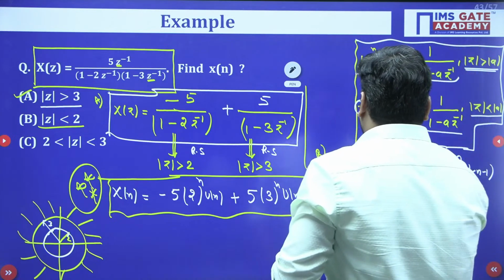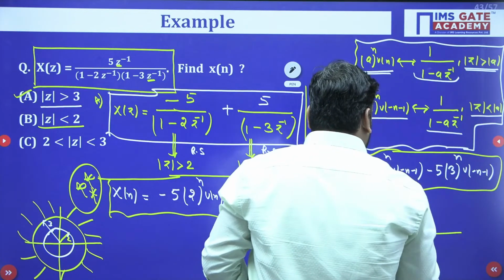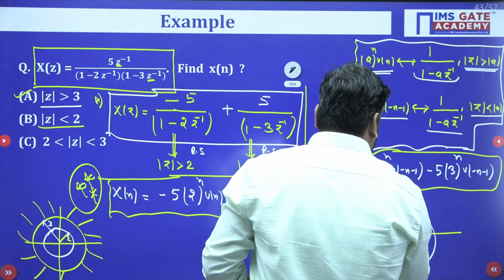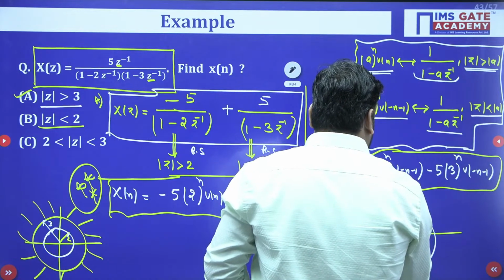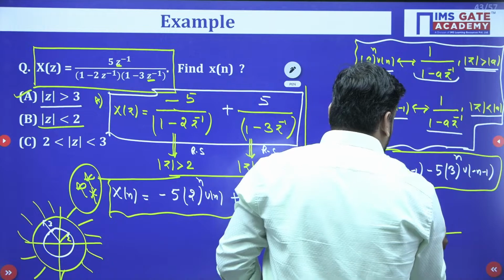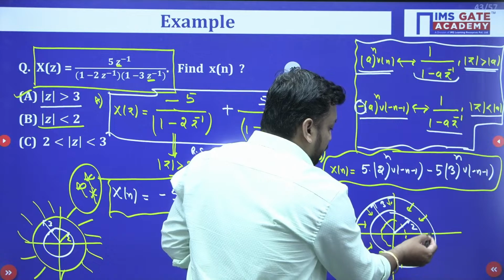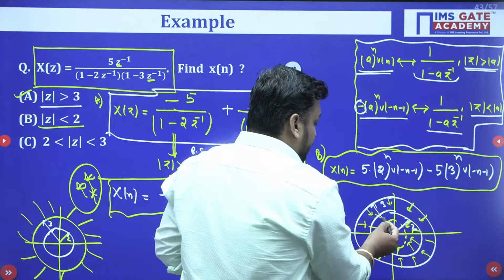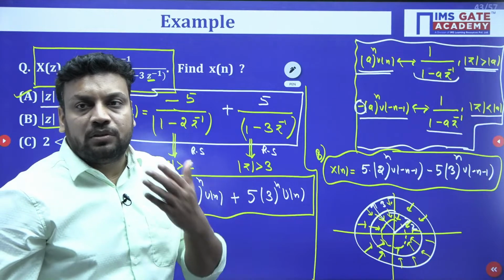So this is your final answer in case B. If I talk about the ROC, I have a radius 3 circle, a radius 2 circle, and a unity circle here. Both ROCs are inside the unity circle. If both the ROC is inside, then for left-sided signals the common ROC will be to the left of the leftmost pole, or inside the innermost circle.